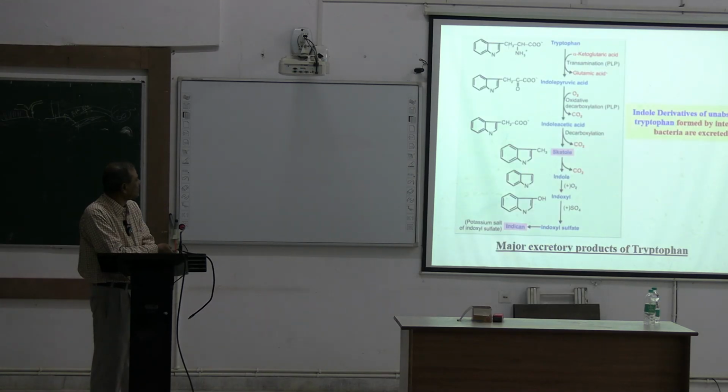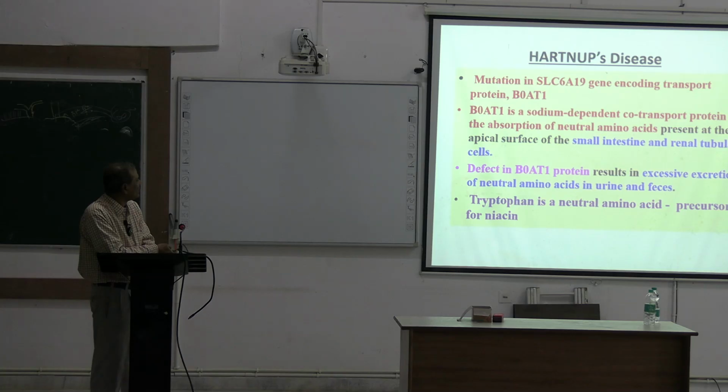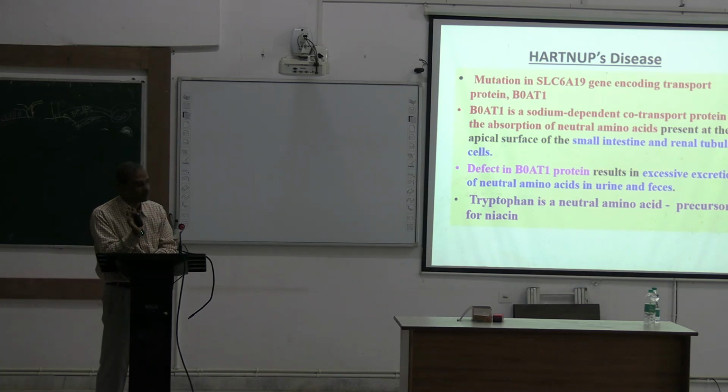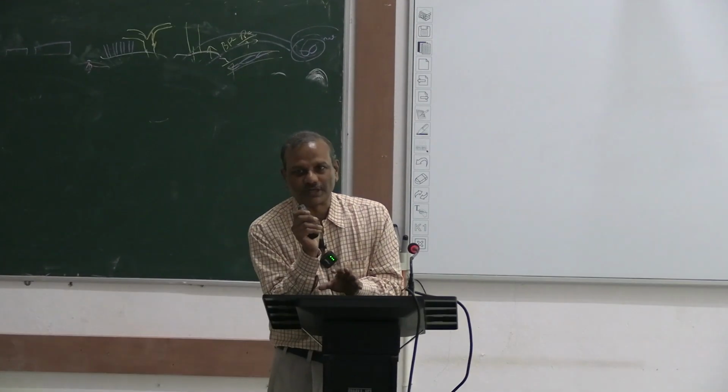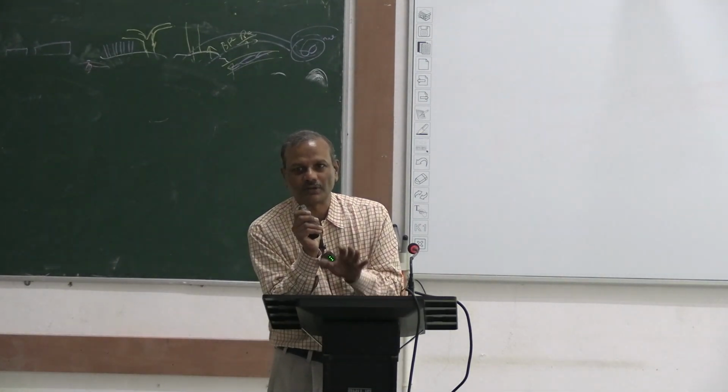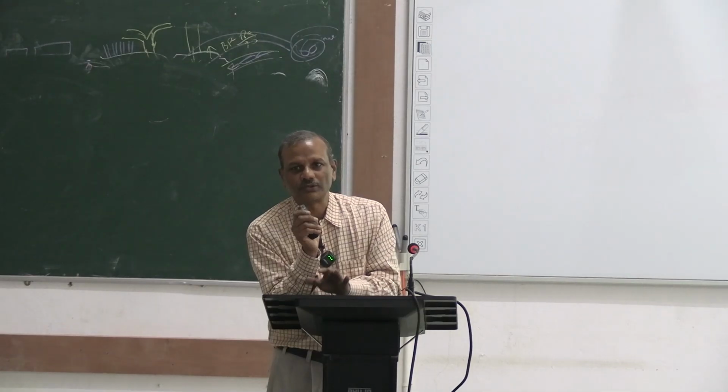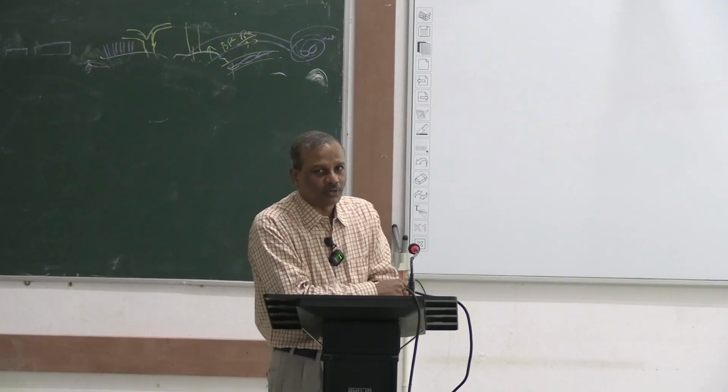This major exercise, you read from the book. Three diseases are related to tryptophan. One is Hartnup disease. Hartnup disease I have told you in your amino acid class, in your protein digestion and absorption class. The only point I told you was that tryptophan absorption is blocked. Now it is not so, not only tryptophan but other neutral amino acids. There is a common transporter, so other neutral amino acids will also not be absorbed from the intestine and from the renal tubular cells. So there will be amino aciduria.